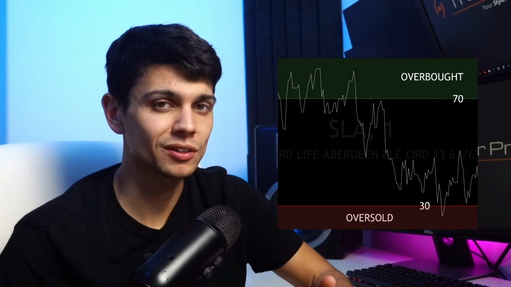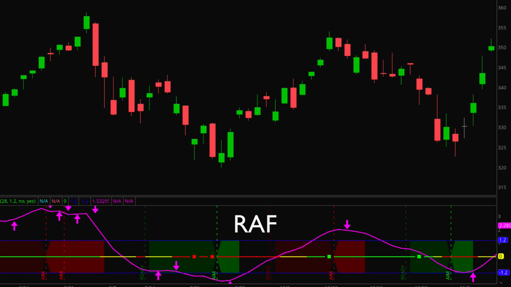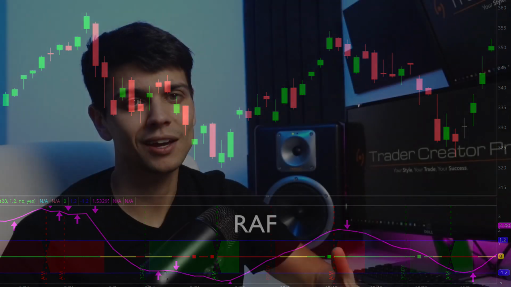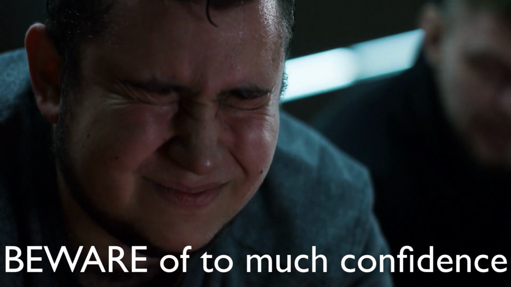In summary, the RSI is a very good indicator to know how it works. I personally like the Ready Aim Fire indicator more, but they can both work with a good reversal strategy. The biggest pitfall with these indicators is they are very easy to put too much confidence in, and you can't do that with any indicators.